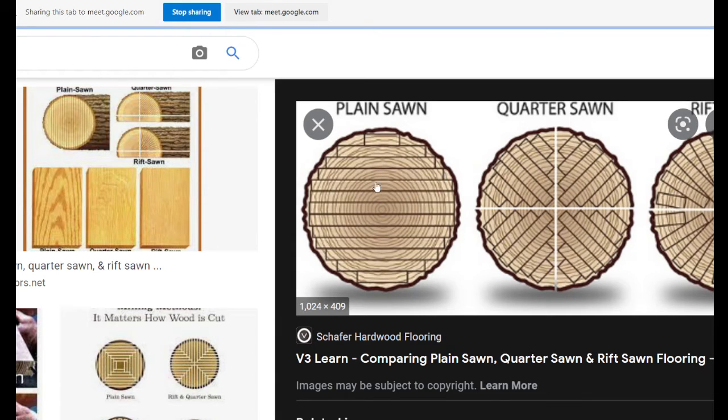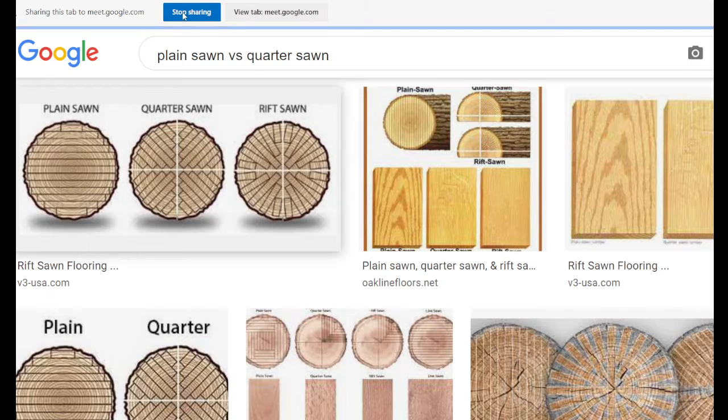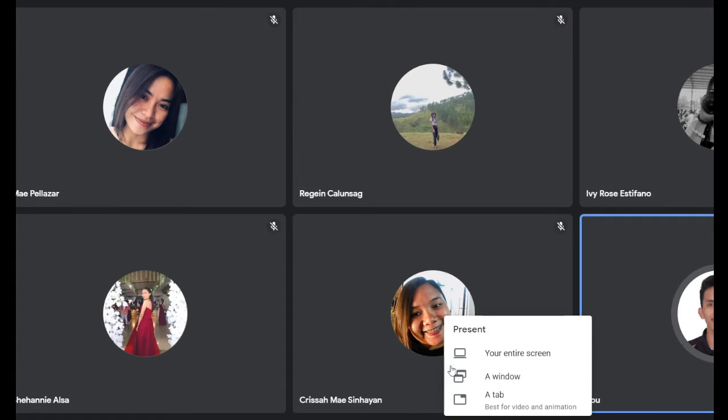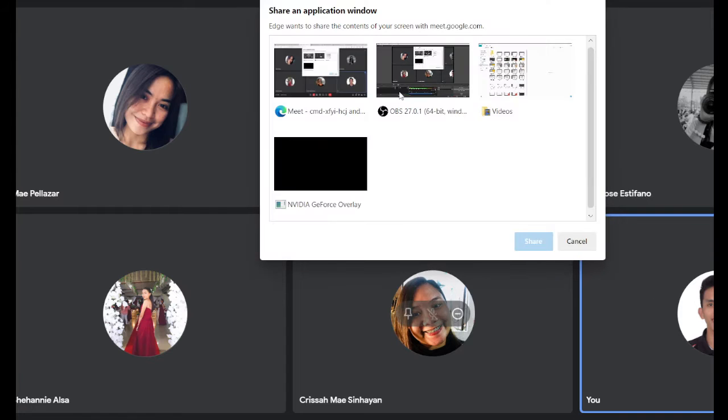diri sa edges, kung dito padulong siya, ang wood race parallel siya sa sides niya diri sa shorter side. If dito padulong ang wood race, then almost parallel siya sa widest side niya sa lumber. So this one is a plain zone. Okay, na ang kalahin na plain zone, and then we have a quarter zone. Na siya. So, I hope na sabtan ko niyo window.